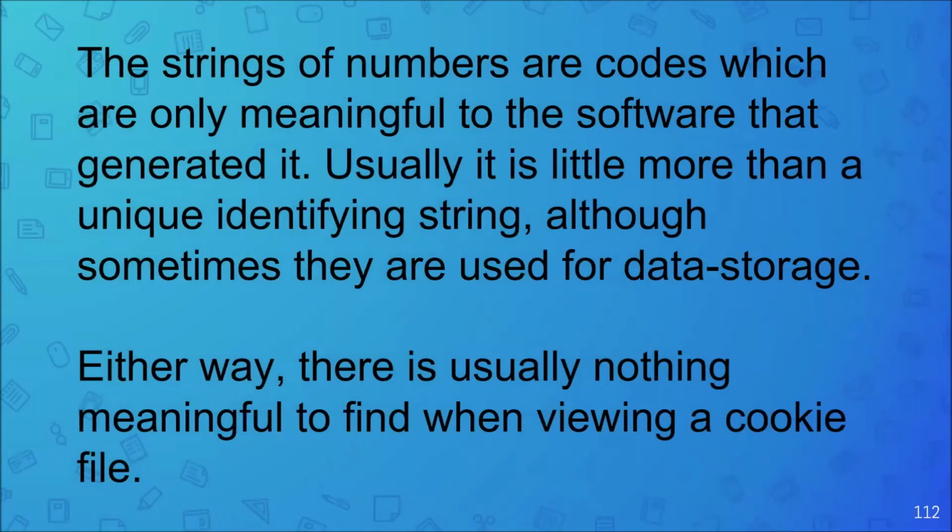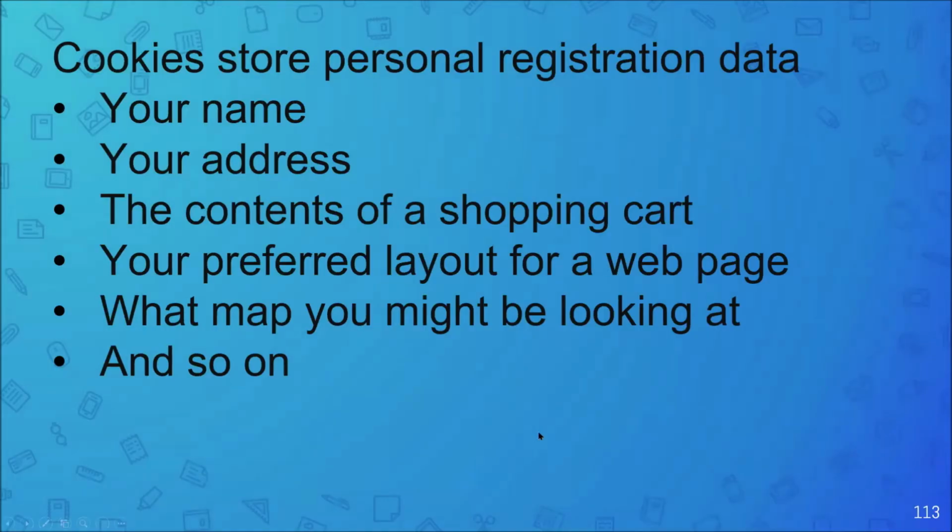The strings of numbers are codes which are only meaningful to the software that generated it. Usually it's little more than a unique identifying string, although sometimes they're used for data storage. In other words, when you go to a website, you fill out a form, and something happens, you have to go back to that form. If the website is saving cookies, that information will still be there. If not, you've got to start all over again. Either way, there's usually nothing meaningful when viewing a cookie file. Cookies store personal registration data, your name, your address, the contents of a shopping cart, your preferred layout for a page, what map you might be looking at, and so on.